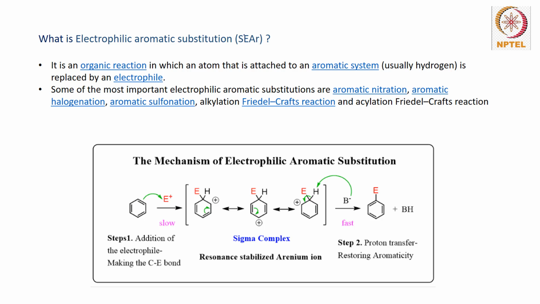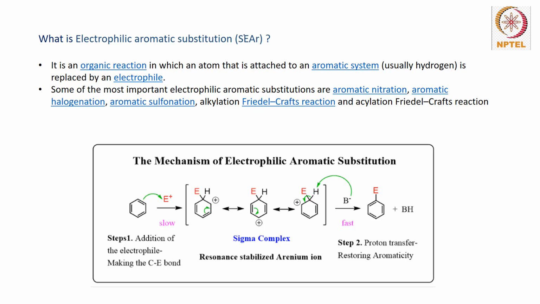Some of the most important electrophilic substitution examples are aromatic nitration and aromatic halogenation. Nitration means NO2 will come and substitute the leaving group from your system. Halogenation means a halogen will come and substitute the leaving group. Sulfonation, a sulfate will come and substitute. And the last one is alkylation. That alkyl group means like methyl, ethyl, this type of alkyl group will come and substitute something from your system.